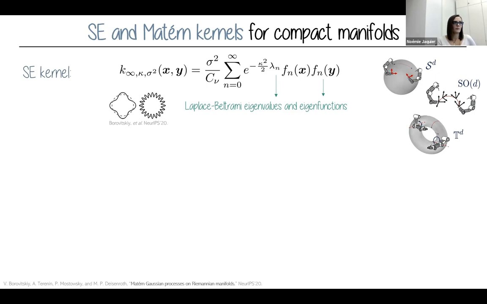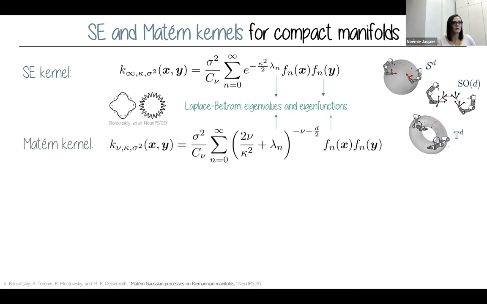Following the same idea, we can also generalize the Matern kernel to Riemannian manifolds. This is the formulation here, where kappa is the length scale and nu is the smoothness parameter. You can choose your nu value as in Euclidean space, so you can have 0.5, 1.5, 2.5, etc. You solve this infinite sum and you obtain your Matern kernel.